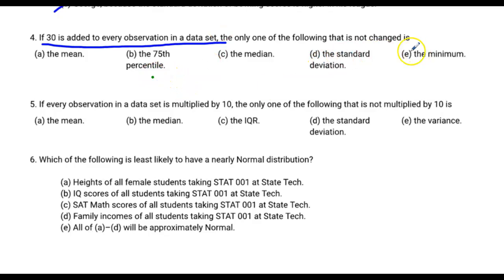There's the 75th percentile, and there's the minimum. Both of those are values in the distribution. So if 30 is added to every observation, every value in the distribution, it stands to reason that the 75th percentile and the minimum would also be raised by 30. So those would change. Like I said, the mean and the median are both measures of center, so those would change. The only one that won't change based on an addition is a measure of spread. It doesn't change how far apart the values are spread. It just changes the center where they are located around.